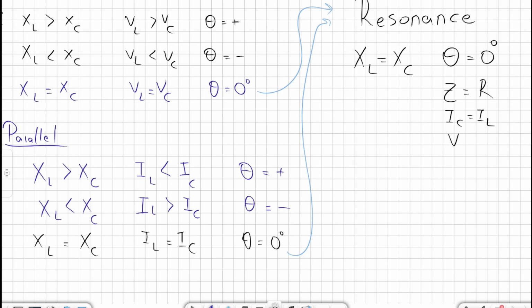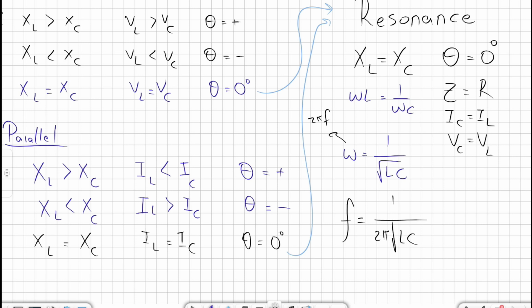And IC is equal to IL, VC is equal to VL, XL is equal to omega L, XC is equal to 1 over omega C. Rearrange the equation and we will get omega as 1 over square root of L times C. This is the equation for resonance angular frequency. If I want to find the normal frequency or linear frequency, omega is equal to 2 pi f, and divide both sides by 2 pi. Frequency will be equal to 1 over 2 pi times square root of L times C.